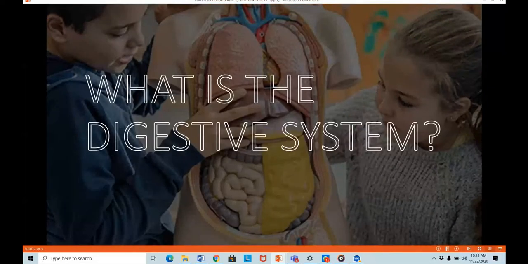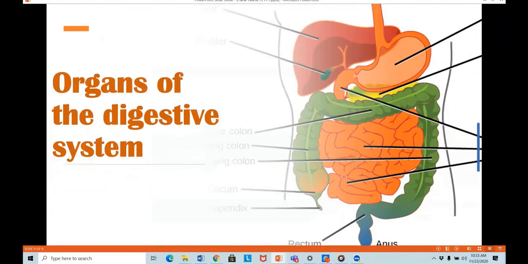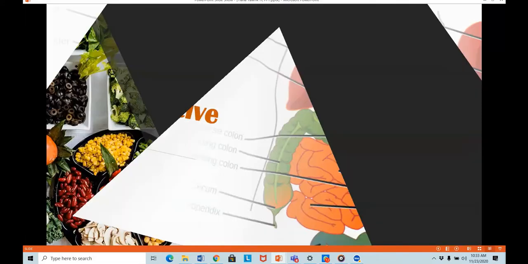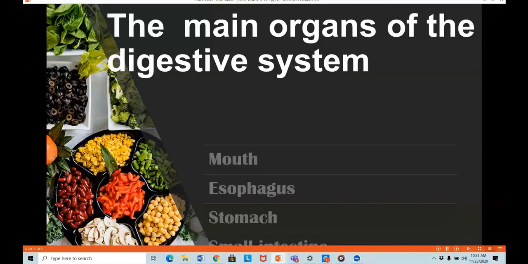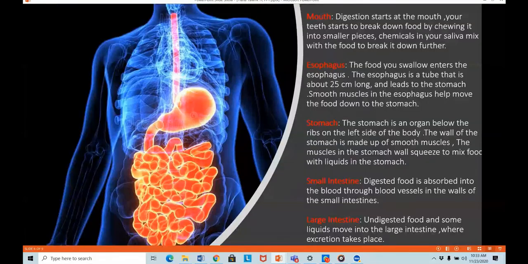What is the digestive system? Organs of the digestive system. The main organs of the digestive system are the mouth, the esophagus, stomach, small intestine, and large intestine. Mouth. Digestion starts at the mouth. Your teeth start to break down food by chewing it into smaller pieces. Chemicals in your saliva mix with food to break it down further.